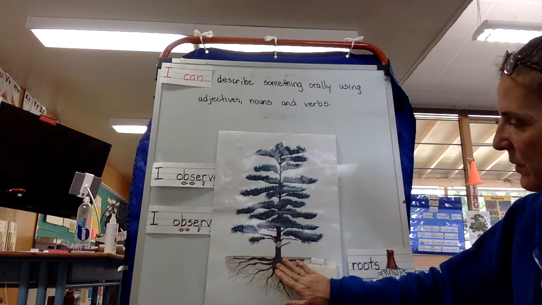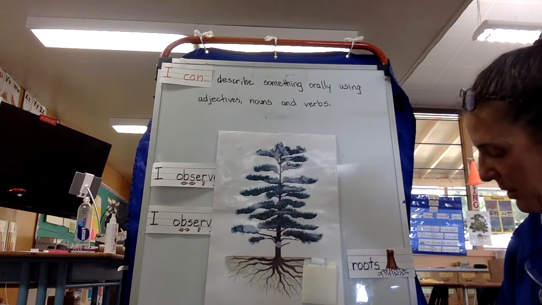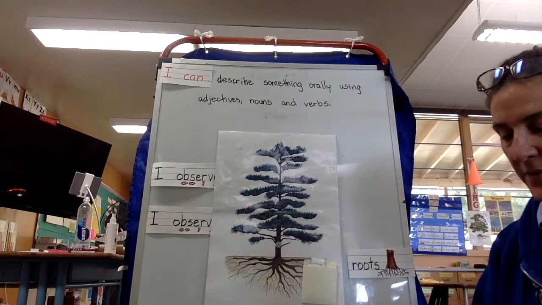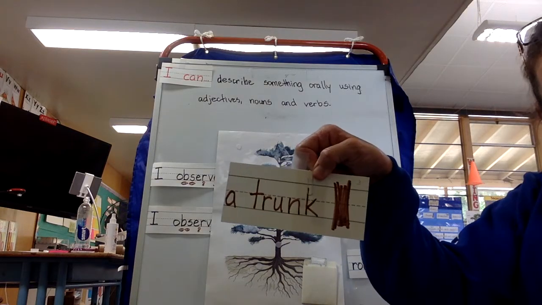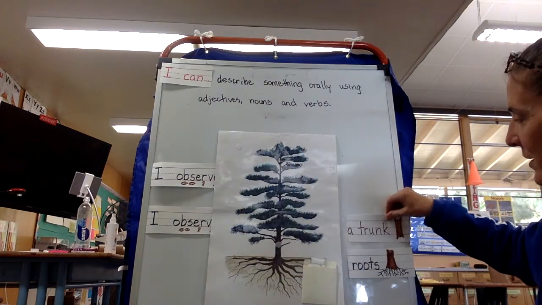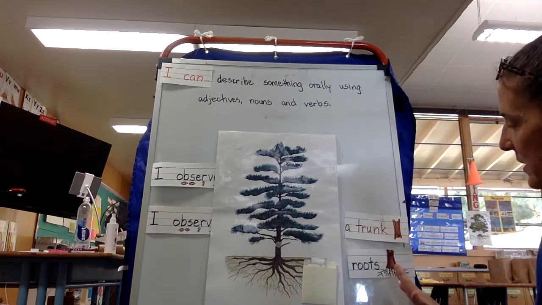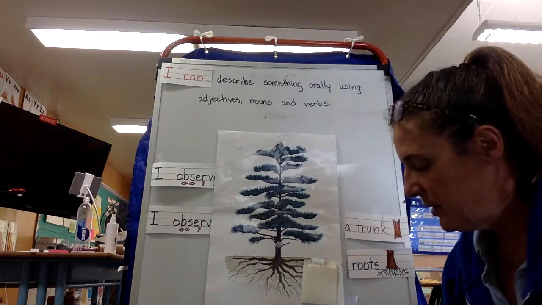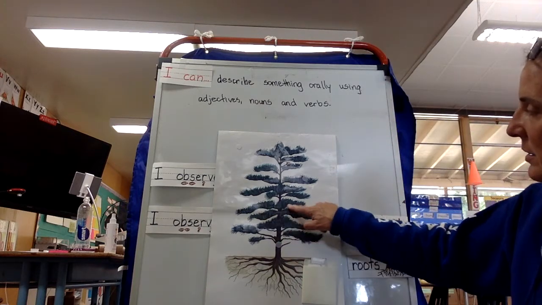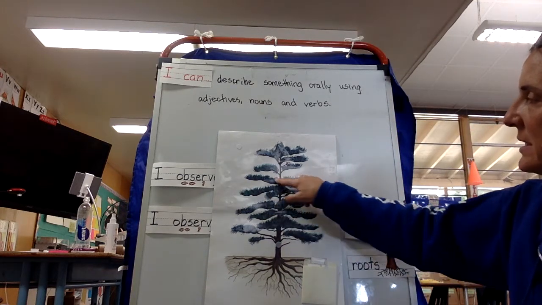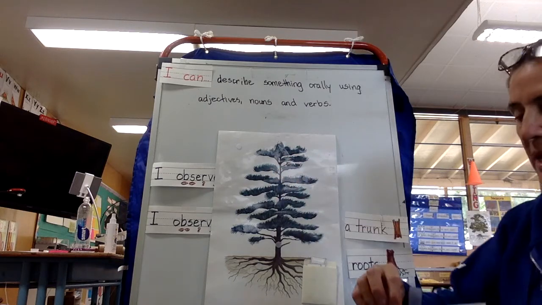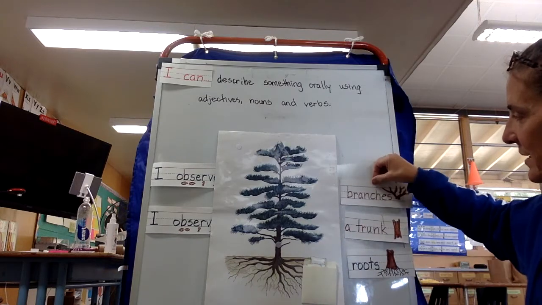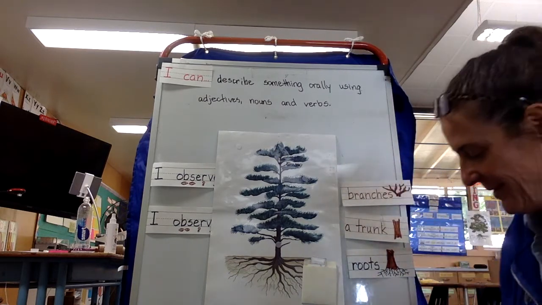All right, now let's see. What about that super strong part of the tree? It's really what makes a tree a tree. It's a trunk. Everyone say trunk. The roots lead into the trunk. Then, as we get higher up, you see these long kind of arms sticking out. But they're not arms, they are branches. Say branches. Did you say it?